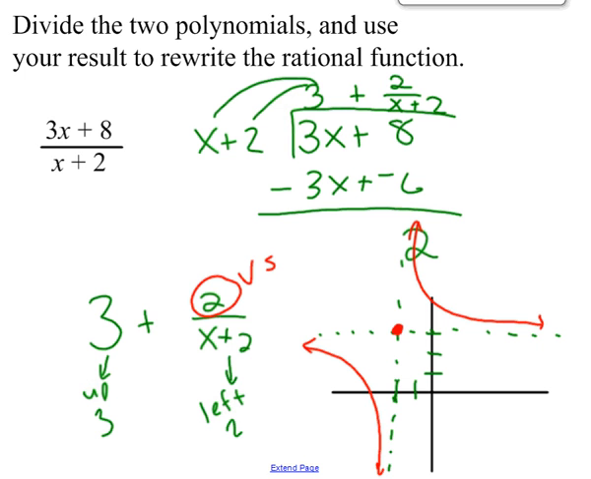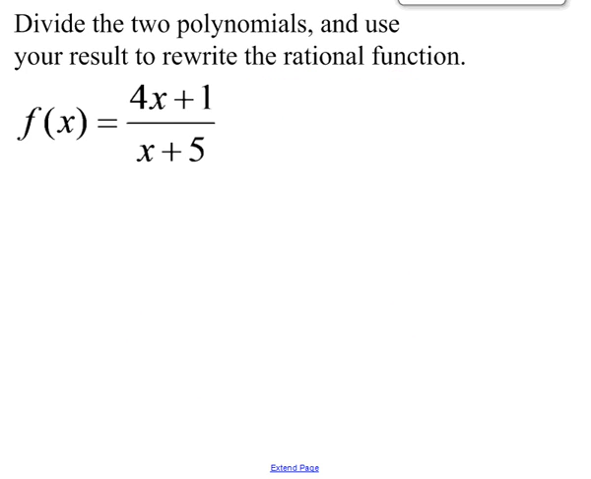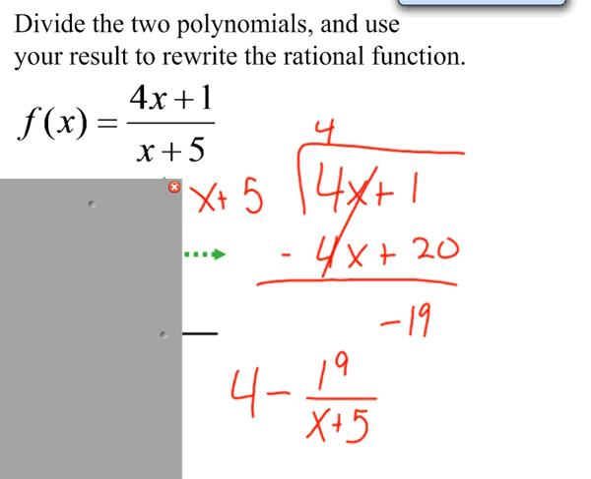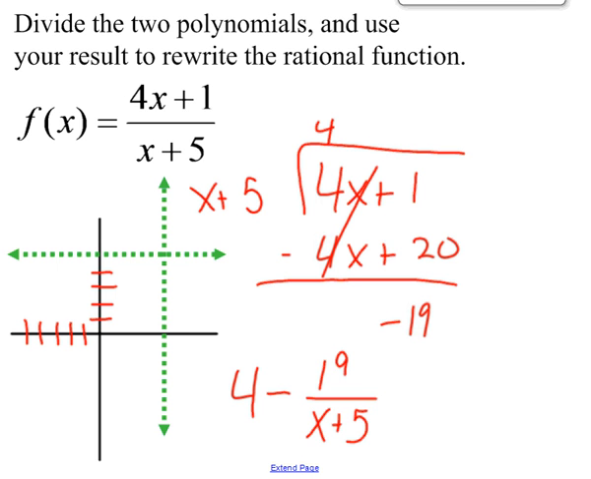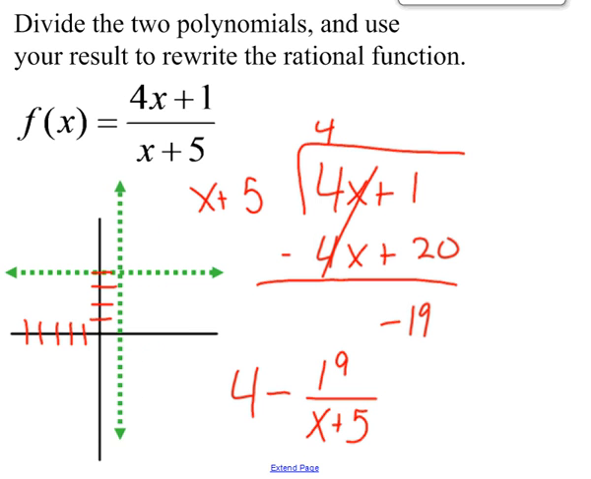All right, let's try another one of those guys. Maybe stop the video, make sure you can do this one. Okay, so hopefully you're back, and I got my division to be 4 minus 19 over x plus 5. So graphically what that's going to do to us is we're going to take our horizontal asymptote and move it to 4, y equals 4, and we're going to take our vertical asymptote and move that to negative 5.